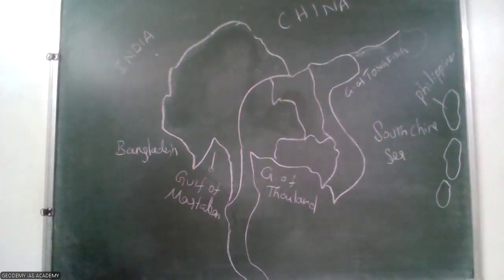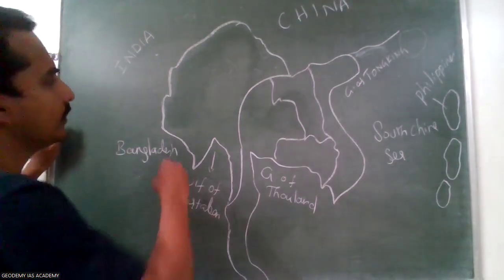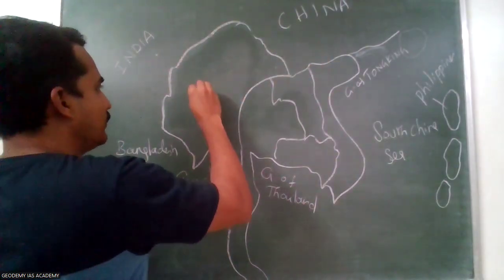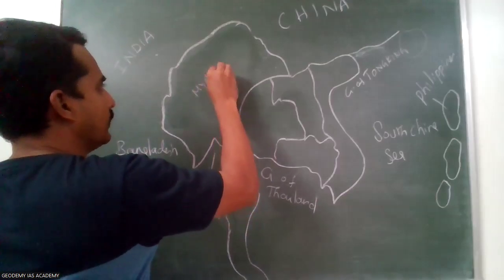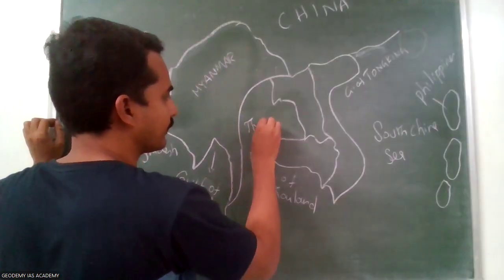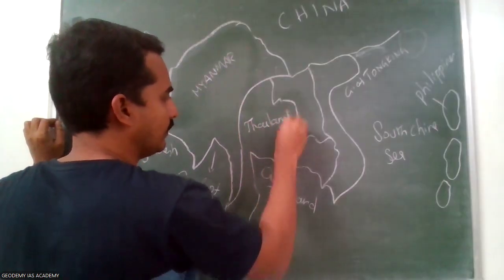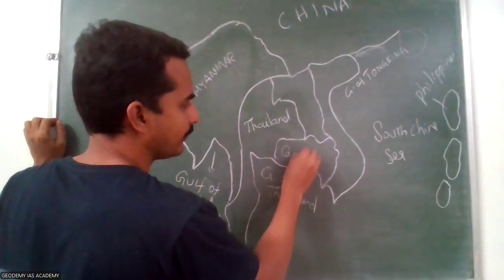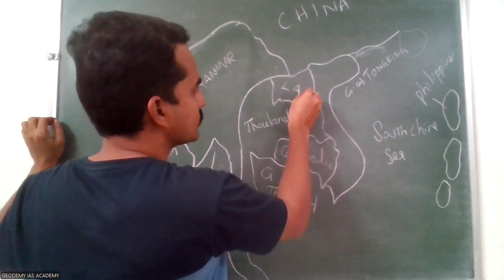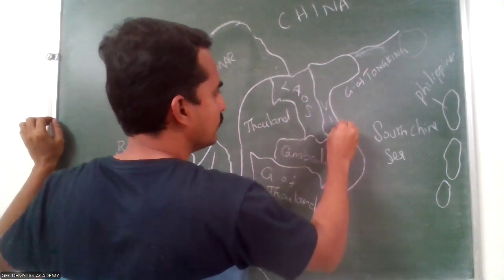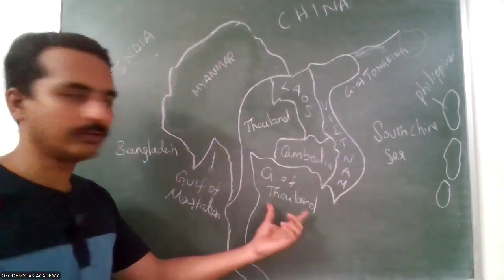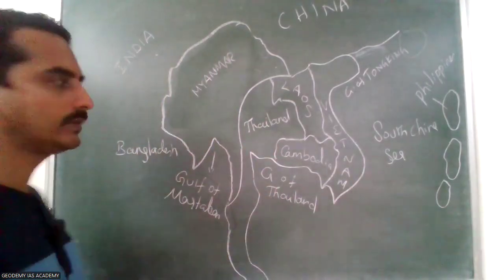Okay. Done. With India, then the countries in this region are Myanmar, it is Myanmar, and it is Thailand, and it is Cambodia, and it is Laos, and it is Vietnam. Okay. So it is Gulf of Thailand country, Gulf of Thailand.